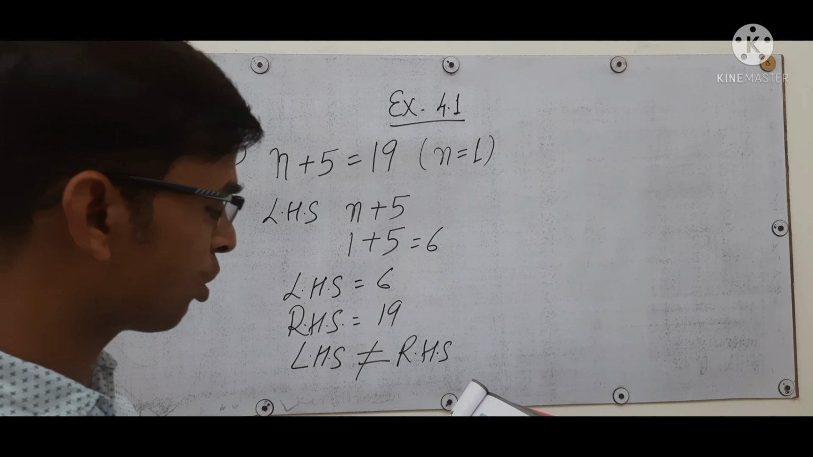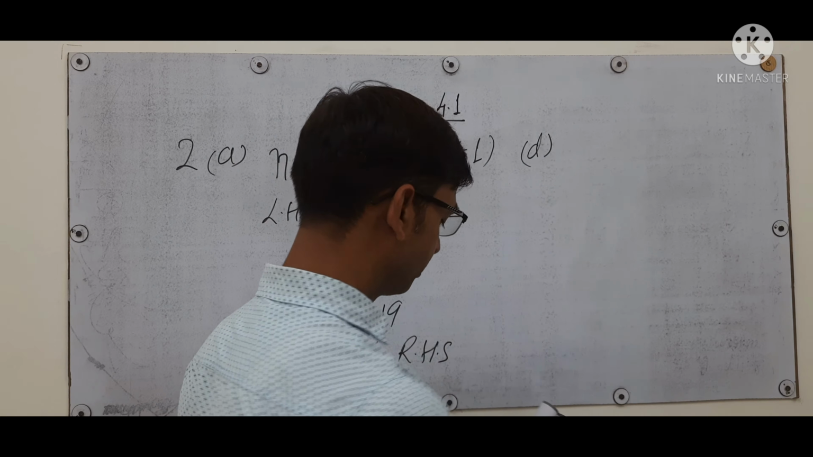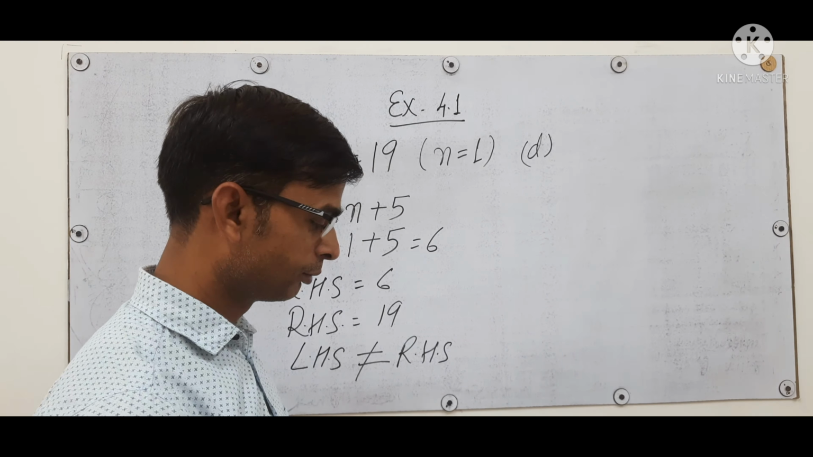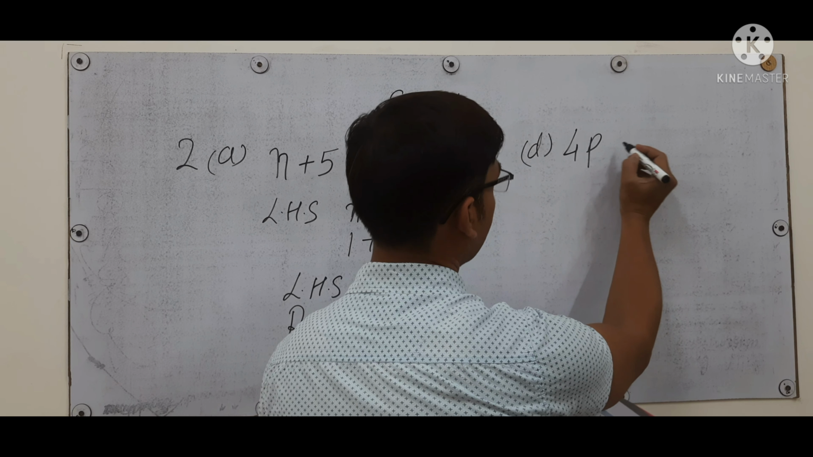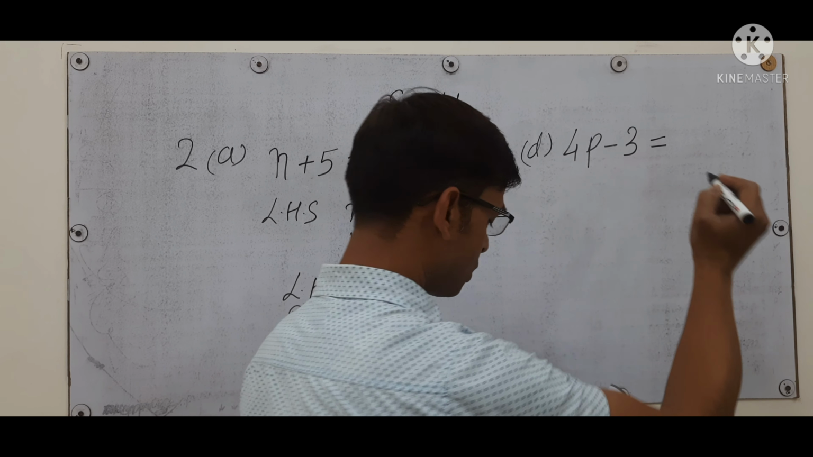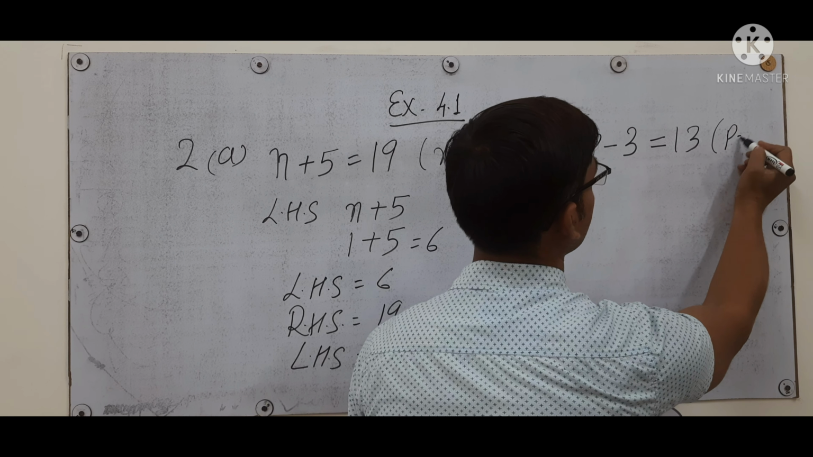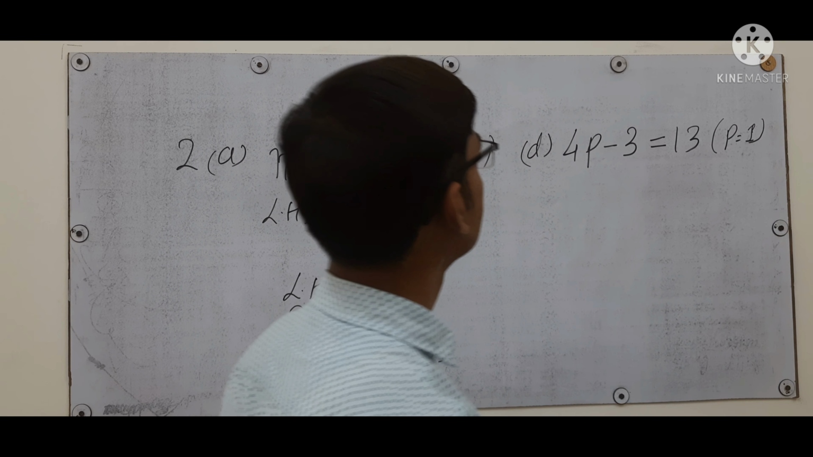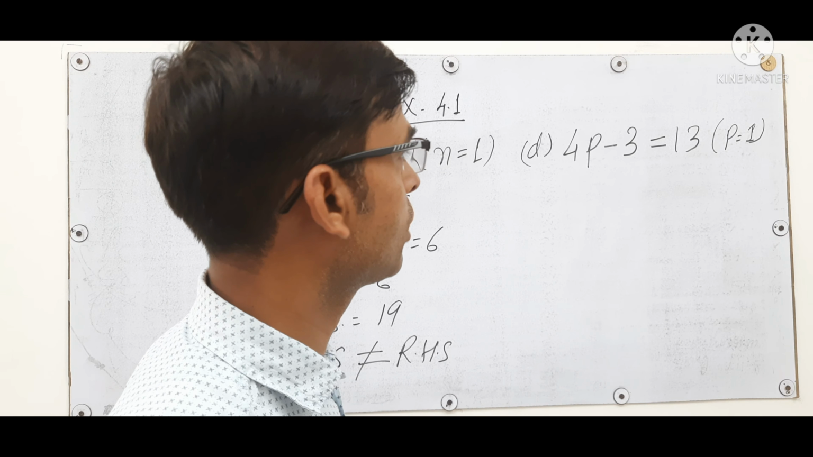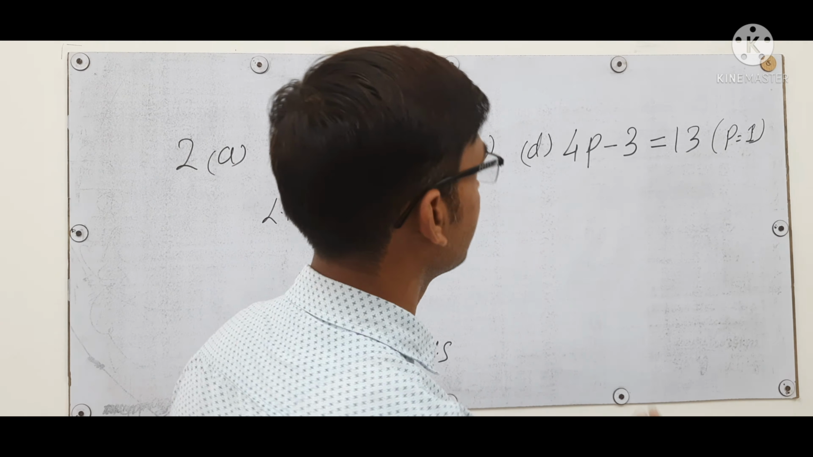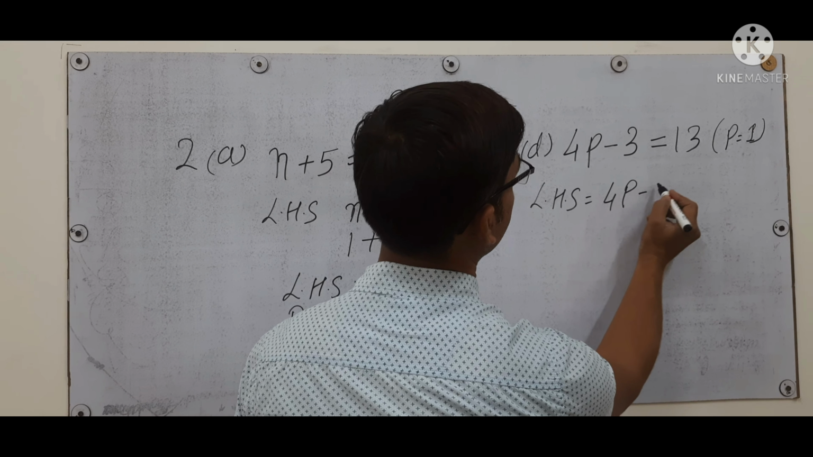And now I am going to solve its part D. Part D is 4p minus 3 is equal to 13. And here the given value of p is equal to 1. So when p is equal to 1, we have to check whether 4p minus 3 is equal to 13 or not. Okay, so first of all we will take its left hand side, and the left hand side is 4p minus 3.